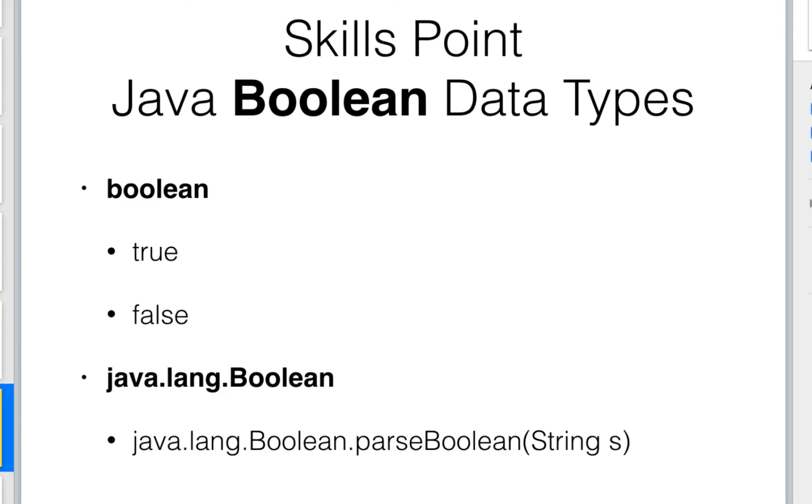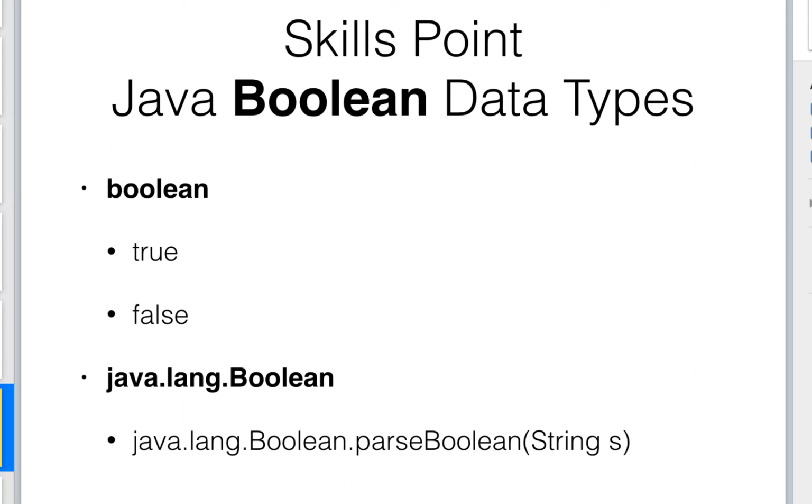So let's begin with the Boolean data type. First, since we're using the Java language, it actually has a primitive data type called boolean, spelled in all lowercase. And this boolean has the value of true or false.